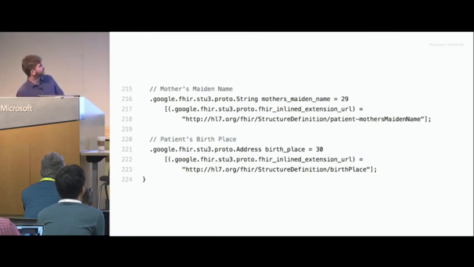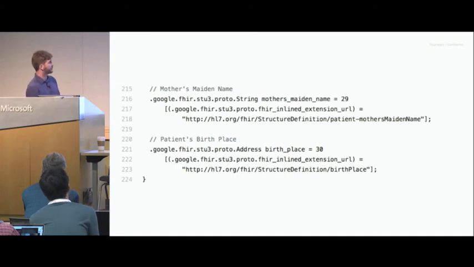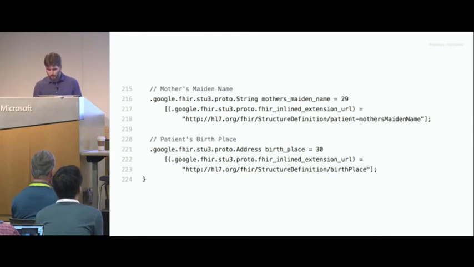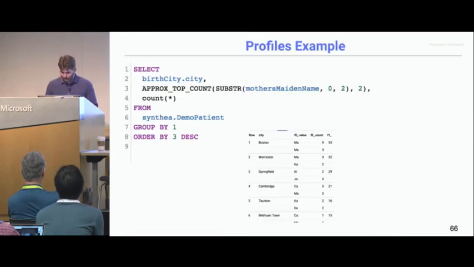Since mother's maiden name is an extension of type string, we skip over this whole generated data type and instead inline it directly as a string field. Similar for birthplace, we inline it directly as an address field because that's what the extension profile tells us to do. And all of a sudden, that query becomes trivially easy.